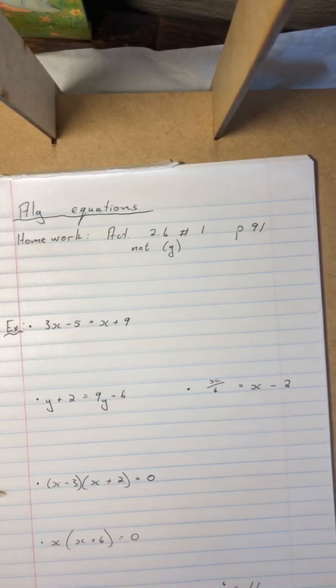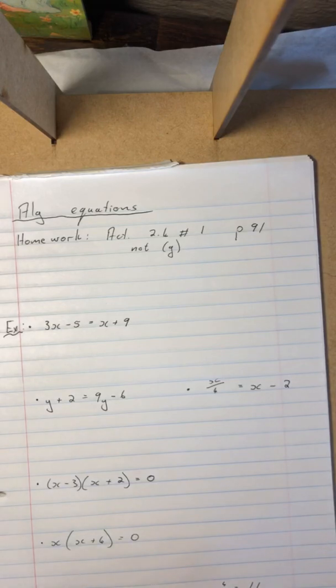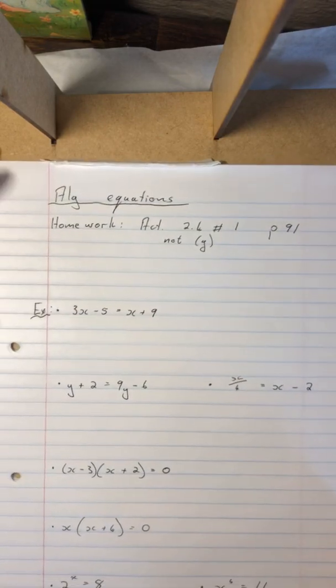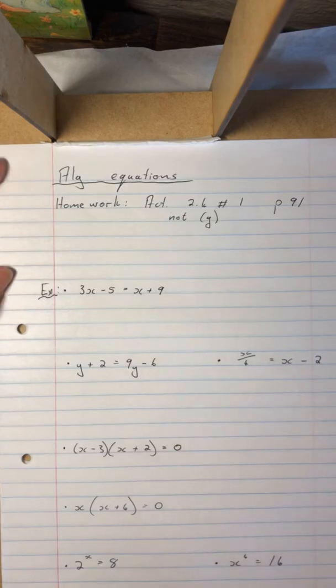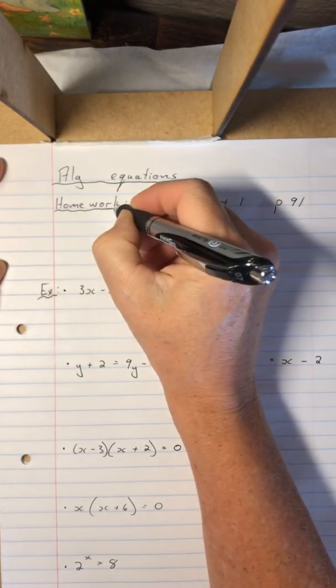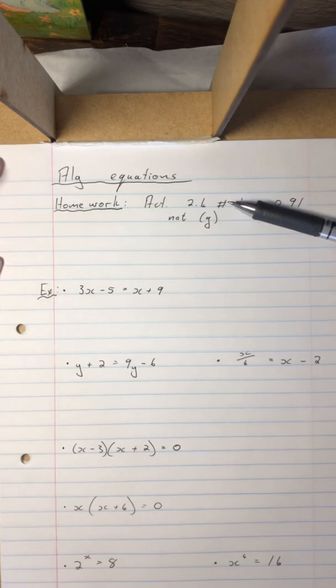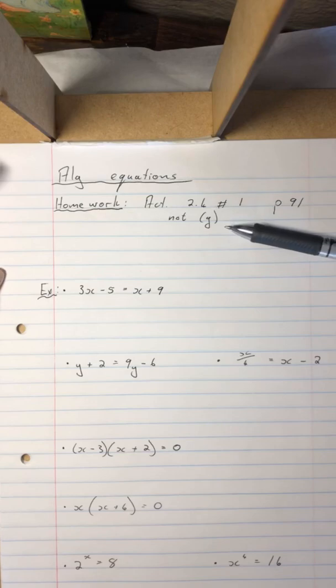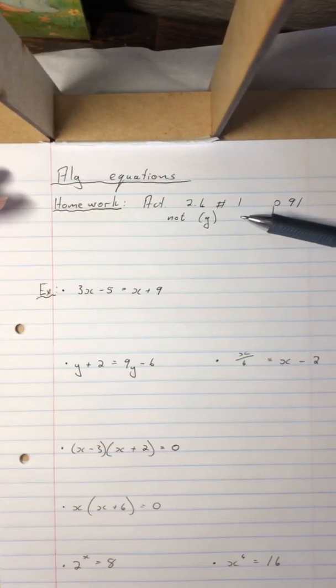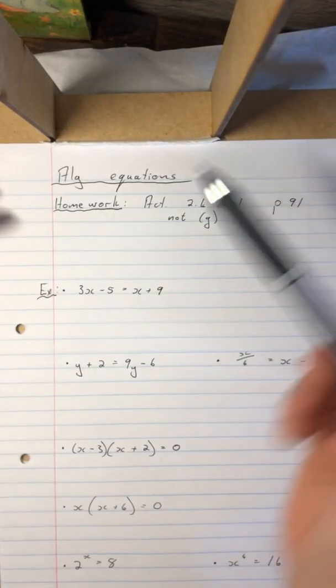Alright, morning you guys. I'm going to quickly do a revision of algebra equations. There's your homework. It is activity 2.4. I will put it on as well, and then you can copy it from the video. Please don't do number G, because that is some work we're going to do later on.